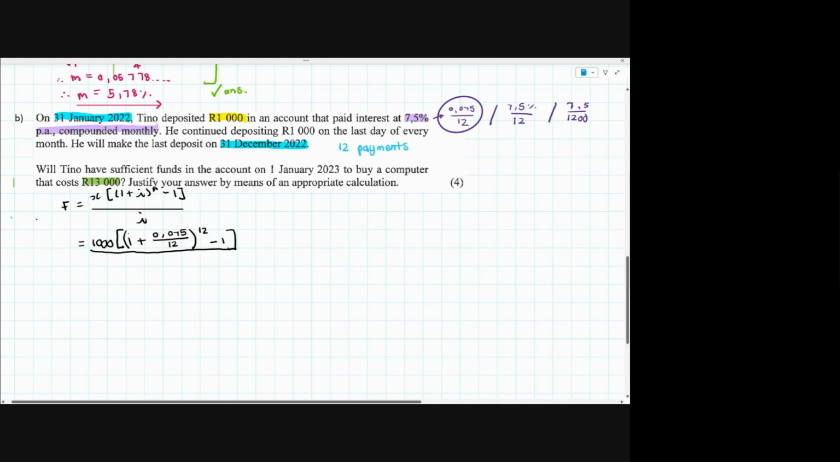Again, this interest, you must take into account the fact that it's compounded monthly. So it'd be, again, 0.075 over 12. Never, ever forget your compounding period. If you do, you're going to mess it up.